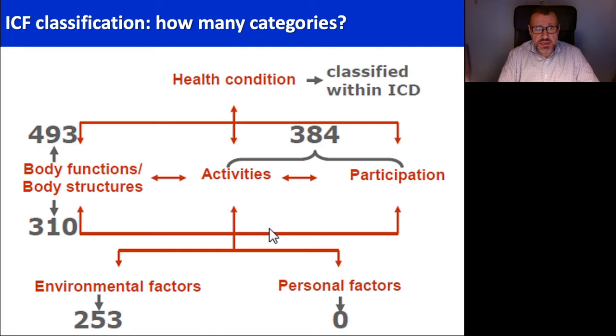So basically, the major number of categories are related to functioning, with 493 categories for body functions, 310 categories for body structures, and 384 categories for activities and participation. There are then 253 categories for environmental factors, and 0 categories for personal factors, because, as we already said, personal factors are not classified yet within the ICF.